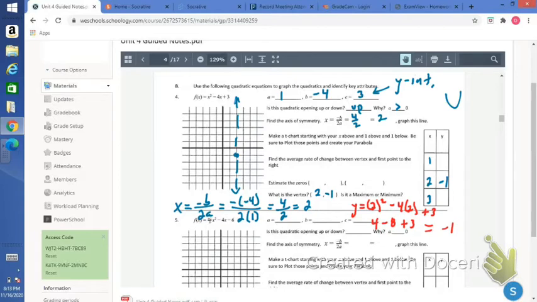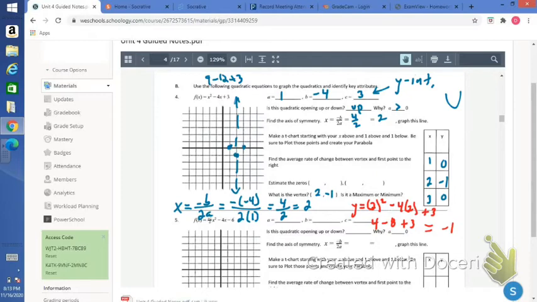Now when we plug in 1, 1 squared is 1, minus 4 times 1 is negative 4, plus 3. So that's going to be 4 minus 4, that's going to give us 0. When we plug in 3, 3 squared is 9, negative 4 times 3 is negative 12, plus 3. That's 12 minus 12, that's 0. And so we're going to plot those points, 1, 0 and 3, 0.